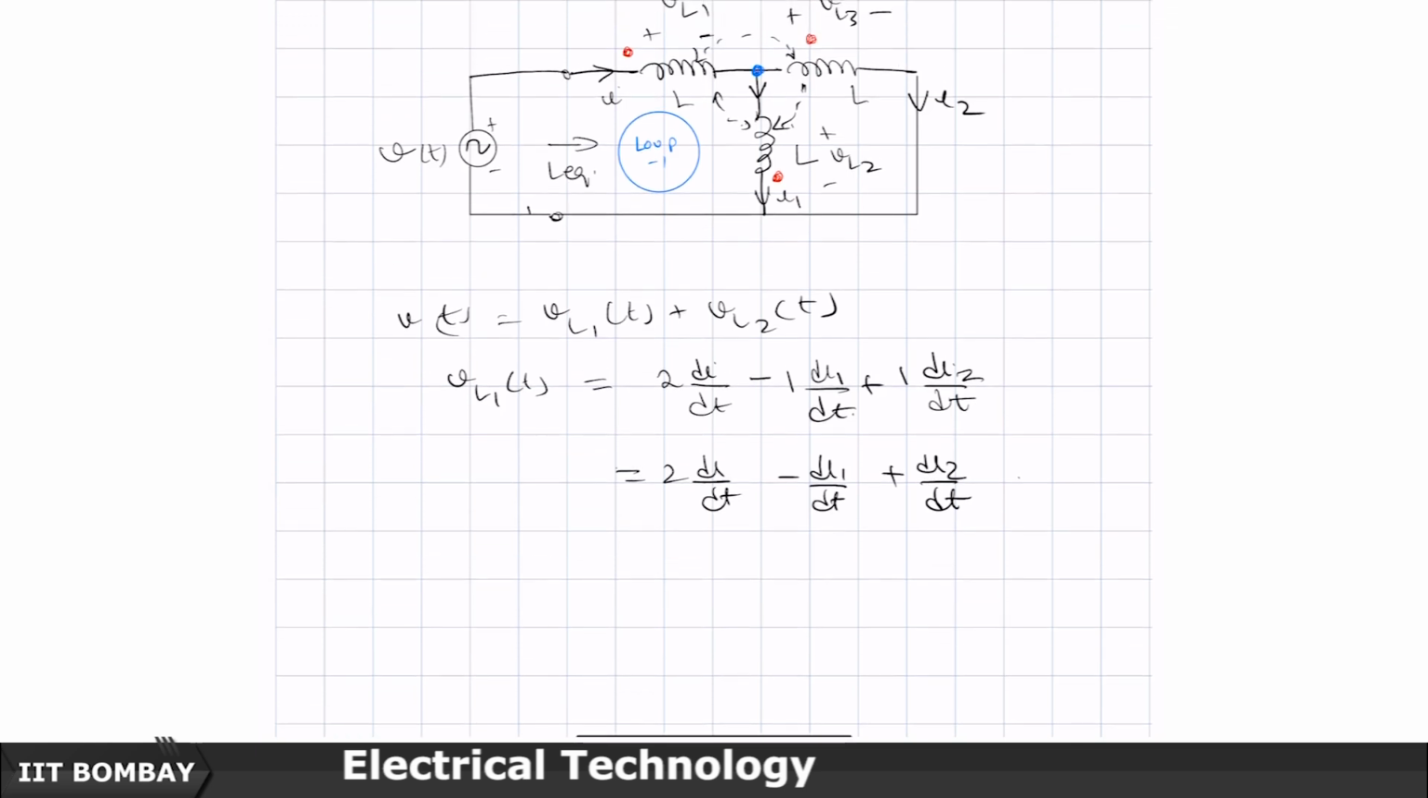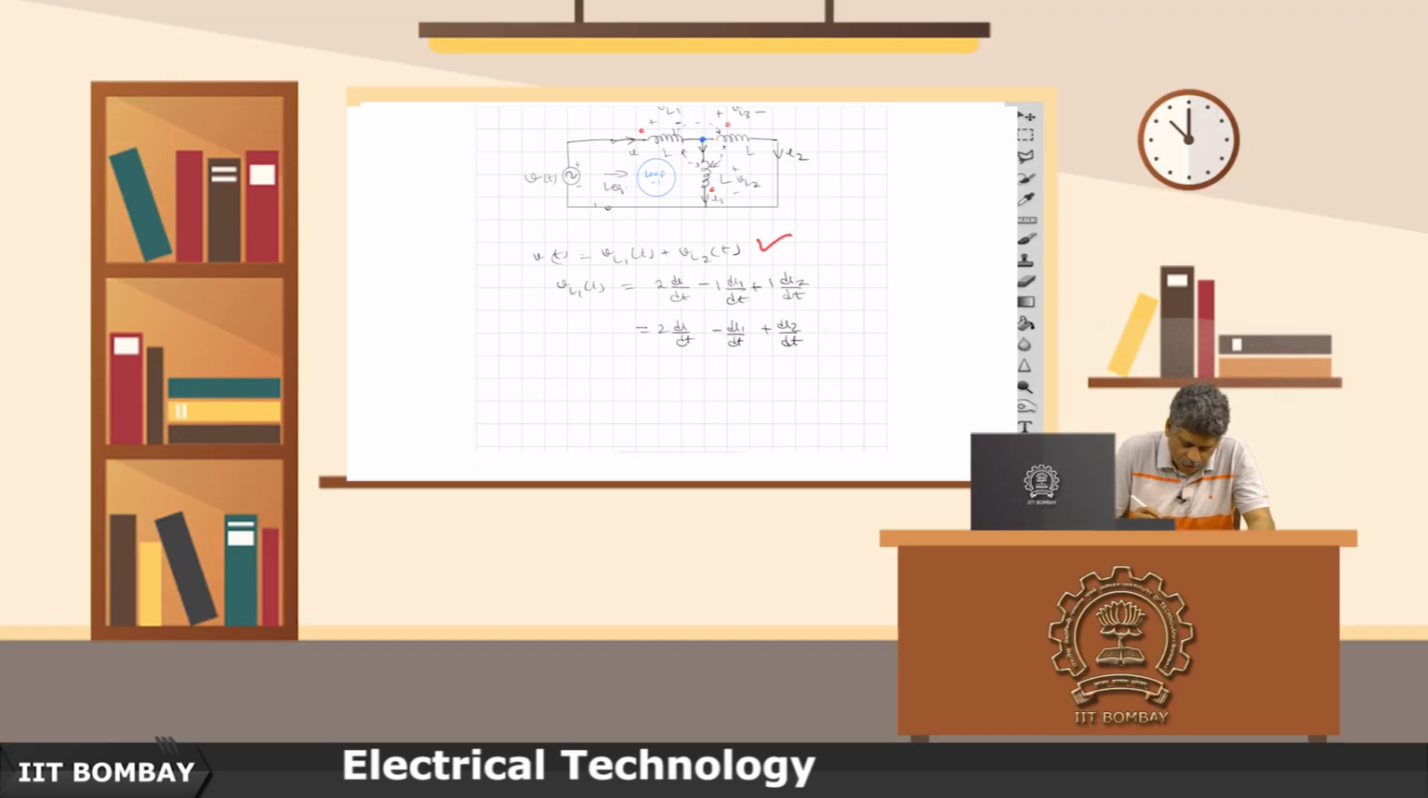This is VL1. Now, let us take VL2 because V of t is equal to VL1 of t plus VL2 of t. So, now let us write the equation for VL2 of t. VL2 of t is going to be equal to first its own self inductance drop, which is 2 times dI1 by dt, and then due to mutual induction from inductor 1 there will be one drop, and due to mutual inductance from 3 there will be another drop which is coming here.